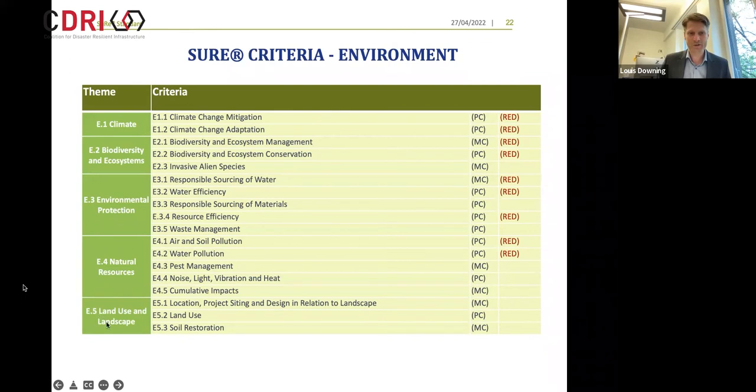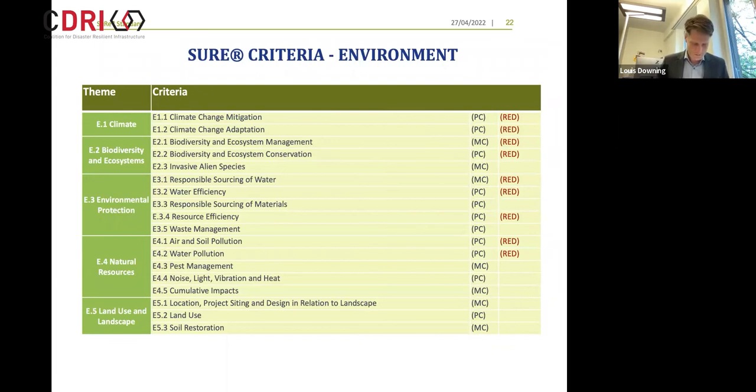And then lastly, we've got landscape and land use. So where's the project located? What's its design in relation to landscape, how much land is being used, is it grey field or green field, was it agricultural or not, and then how are we restoring the soil that we're displacing whilst we're implementing the project. So that's about maintaining precious topsoil as topsoil and not mixing it together with other subsurface kinds of soil. So these are the criteria in the environment section.